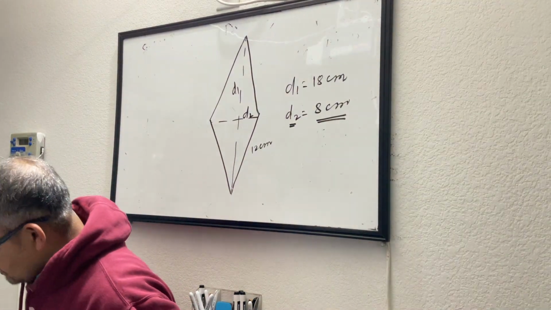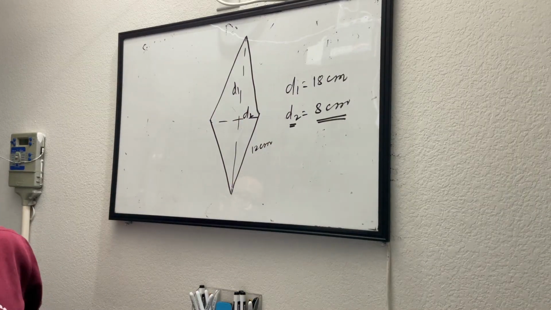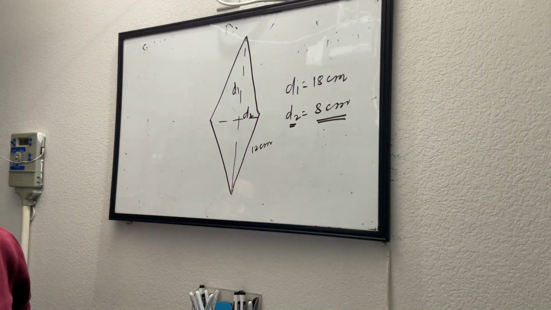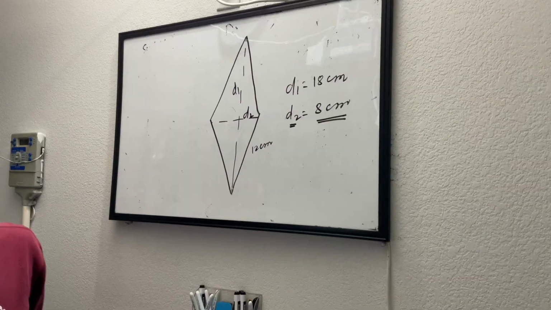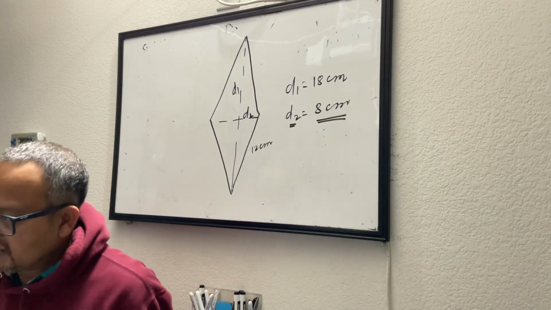The area that I got for the rhombus is 72 centimeters squared. Okay? And I'm figuring out the perimeter. Okay. How about Sanvi G?